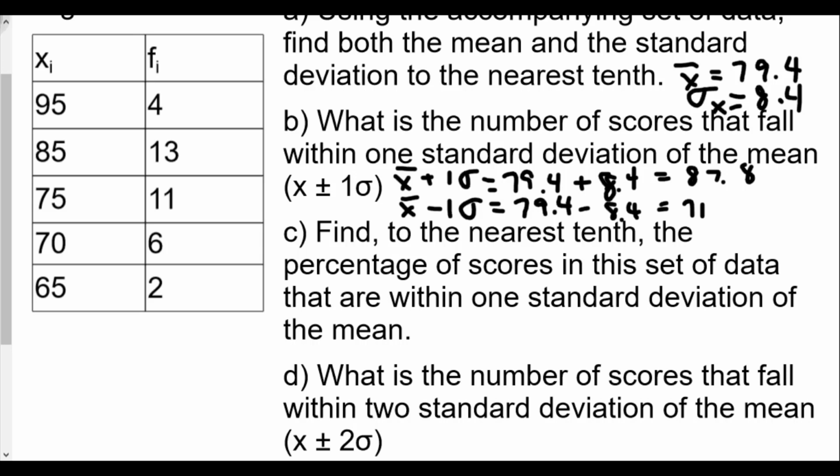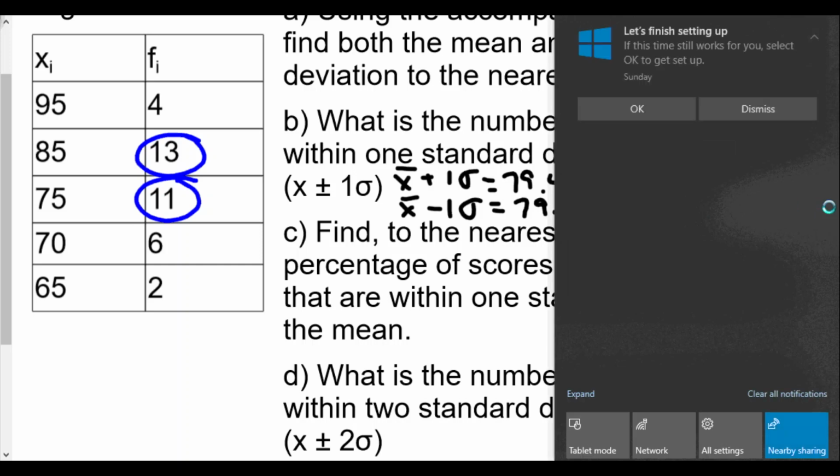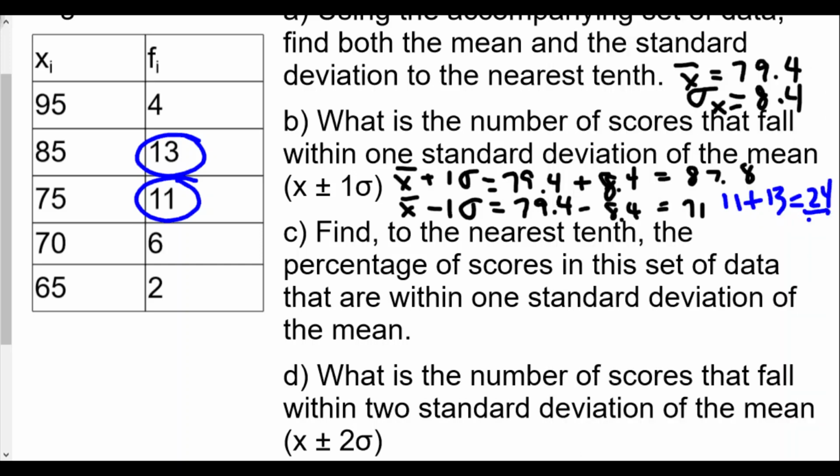So now we have the range of scores between 71 and 87.8. That means we're looking at any score above 71, which includes 75 and 85, but not any score above 87.8. That would be 11 plus 13, or 24, the number of scores. Okay, so that's part B.